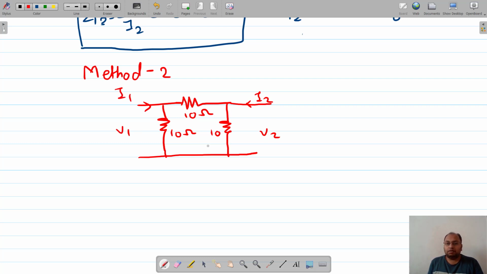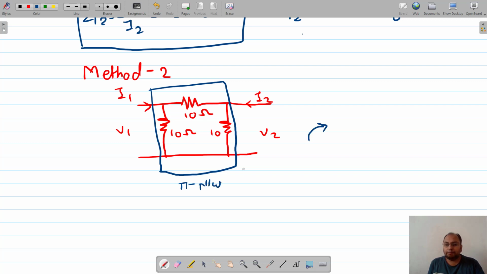Now check out this one. This is forming a delta network. If I convert this delta network to a star, then definitely the circuit complexity will be reduced, isn't it? This kind of network is called a pi network or delta network. We are converting that pi type network into the T network, which is the network we saw in the previous example. It has a T type shape.